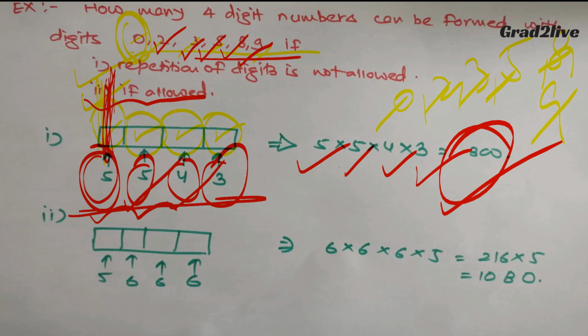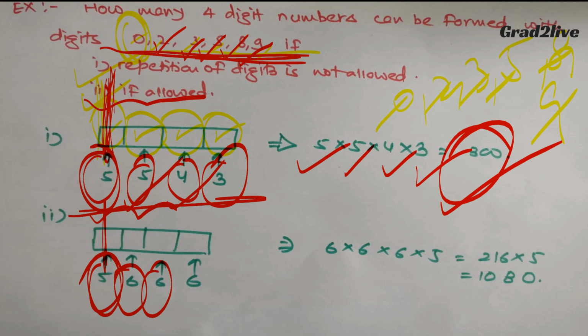If repetition was allowed, again you have to follow the same thing. You have to find out the box which can be filled with the least number of digits, and this is the first box. It can be filled with 5 digits, 5 ways of filling this box, because you cannot include 0. Then you come to the second box. Since repetition is allowed, you can use any of the 6 digits. Similarly, for the third box you can use any of the 6 digits, and similarly for the fourth box. So the number of ways of making a 4-digit number with repetition allowed will be equal to 5 into 6 into 6 into 6.